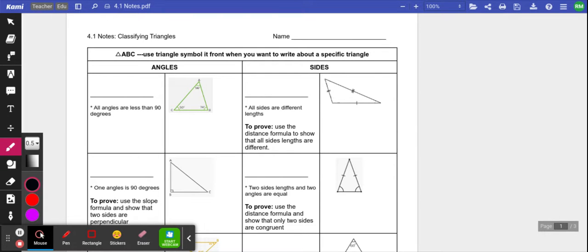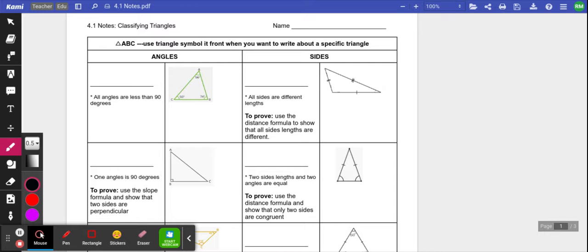Today we're going to take some notes on classifying triangles. I know that you guys did a small lesson on Delta Math, which will be your assignment for tonight. But let's go ahead and take some notes over this.